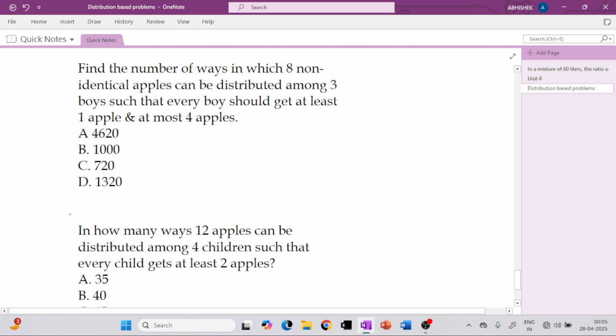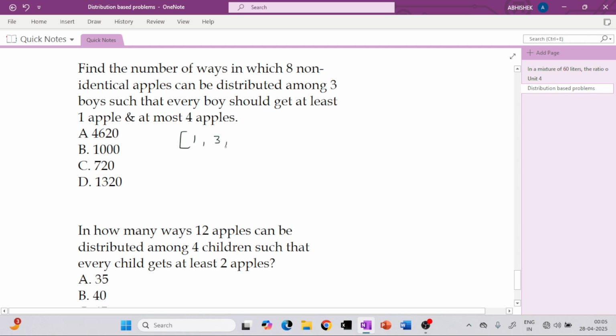Okay, now next one. Find the number of ways in which 8 non-identical apples can be distributed among 3 boys such that every boy should get at least 1 apple and at most 4 apples. So 3 boys are here. In how many ways can this be done? Let's check.